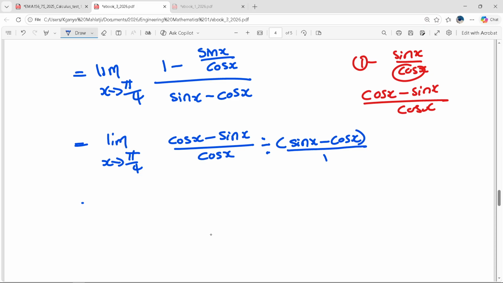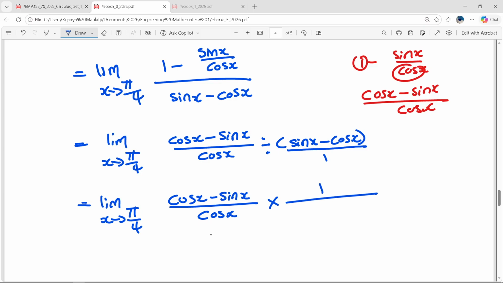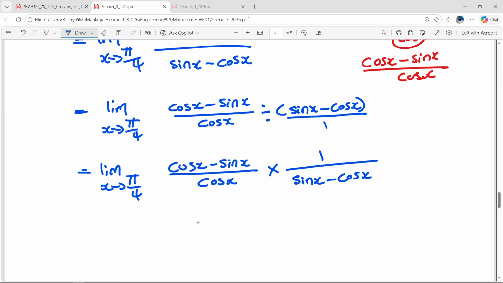Therefore you'll have the limit as x approaches π/4 of (cos x − sin x) over cos x. Then you multiply, and this one switches position with the numerator, so you'll have 1 over (sin x − cos x). But here you must look at these two terms in the denominator expression and the numerator expression. We need to swap their positions. Let's do the next step just to swap their positions.